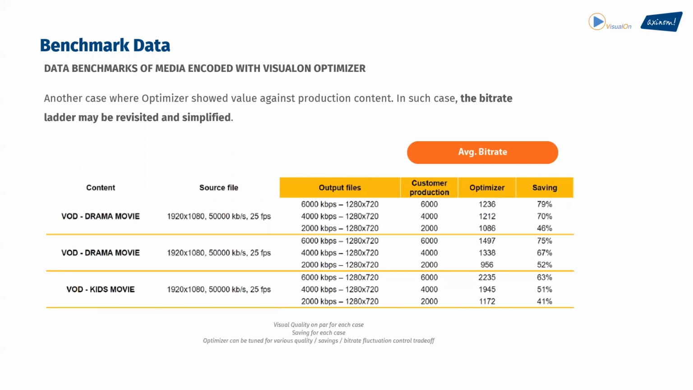In such case, the ladder can be simplified and go from 3 variants for 720p down to 1. The same goes for the 3 other variants for lower renditions. They are not in this table, but Optimizer did show as well such low average bitrate that those may also be merged into 1. As you can see, this is another benefit of the Optimizer, simplification of the delivery workflow.